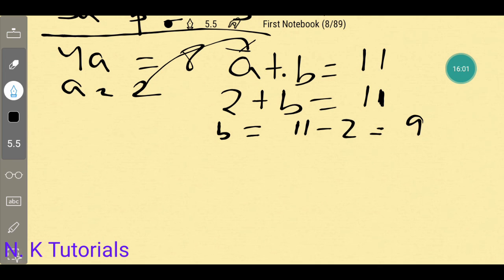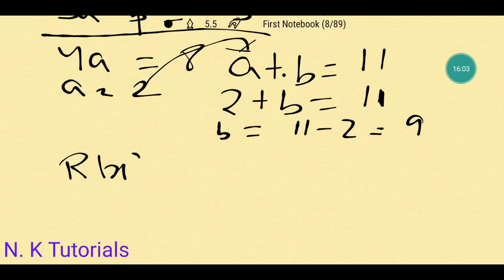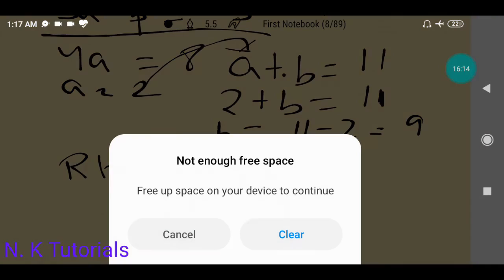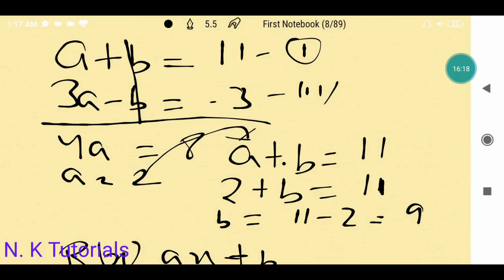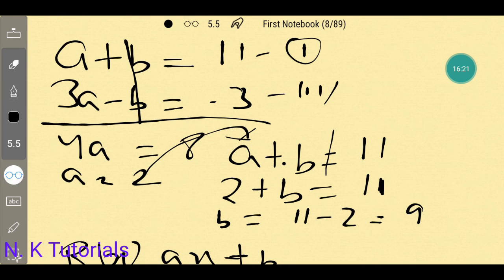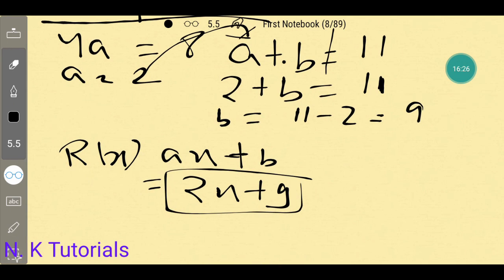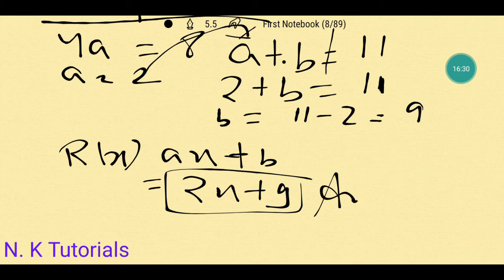As we have taken the remainder in the form ax plus b, the remainder will be 2x plus 9, and this is the answer. Hope you have understood.